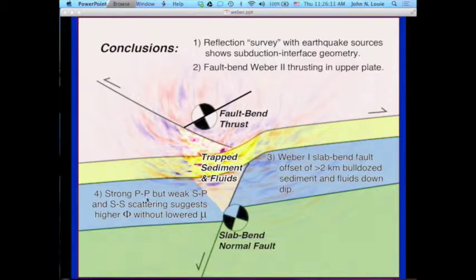The strong P to P but weak S to P and S to S scattering suggests that we have higher lambda without lowered mu. Okay, let's see. Well, anyway, it's a higher delta lambda without lowering the mu.